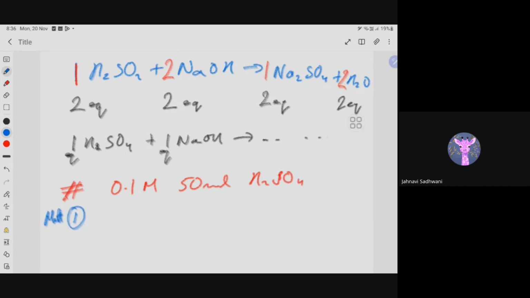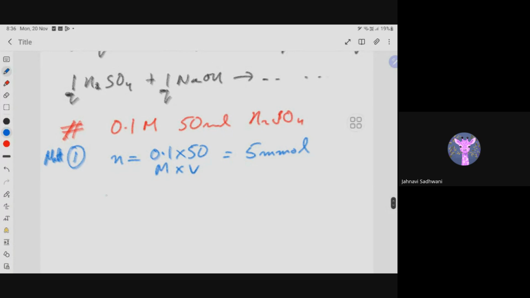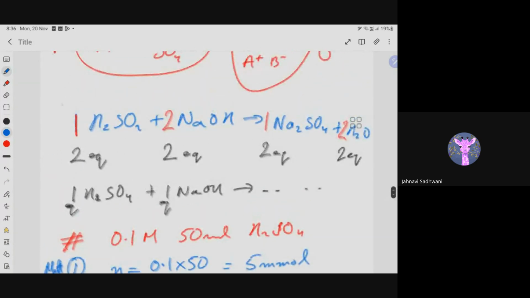Method one. We will find the number of moles. Number of moles is equal to 0.1 into 50, M into V, which gives you 5 millimoles. Is that clear? Then I will write a balanced reaction. I'm not going to write it again. This is a balanced reaction.